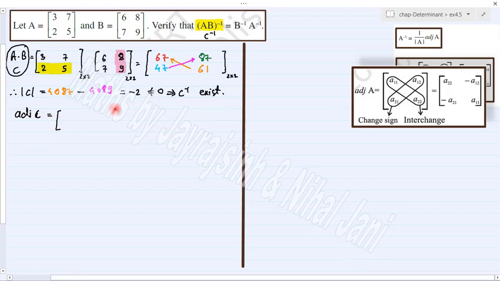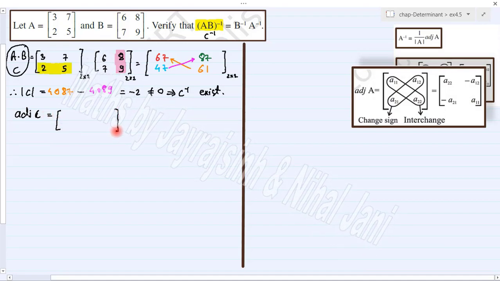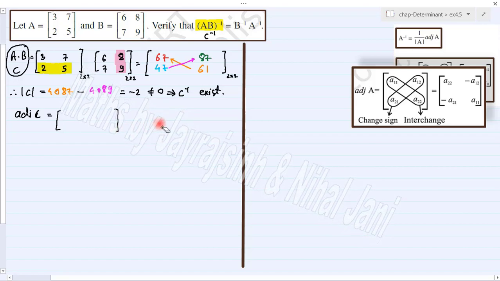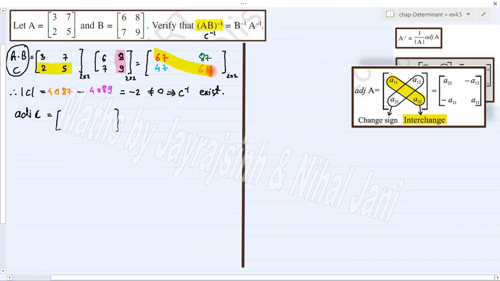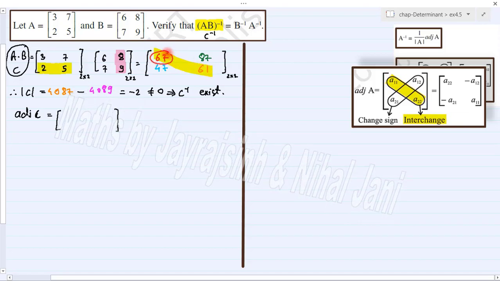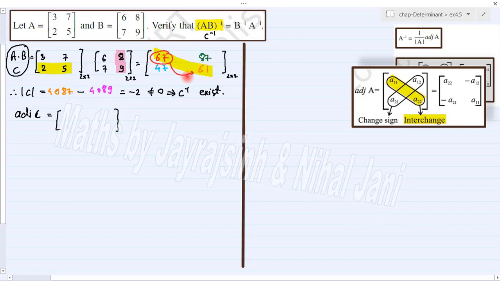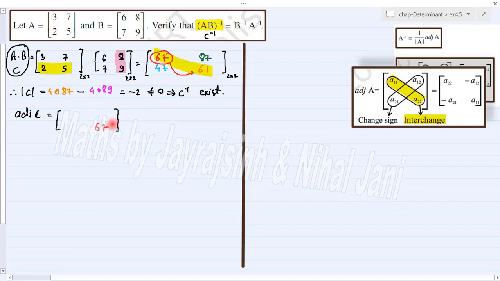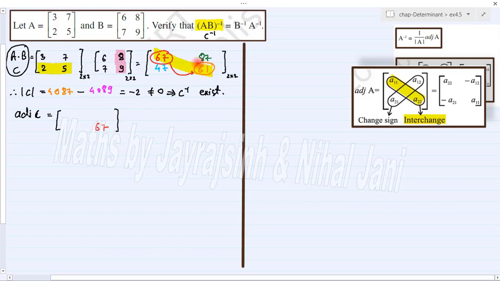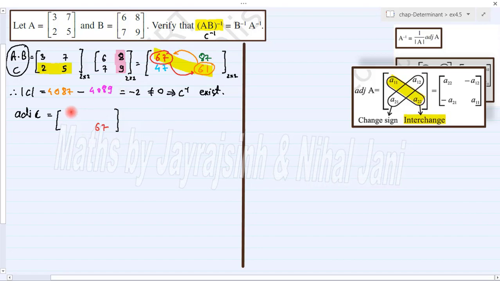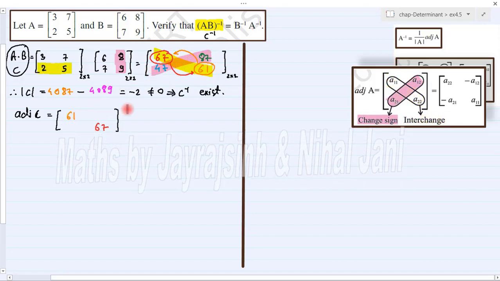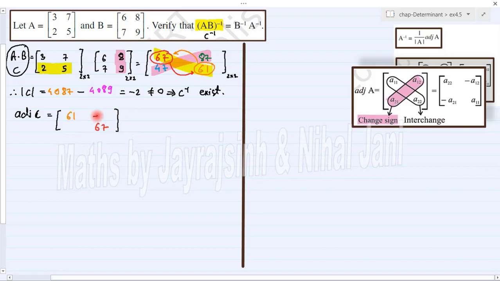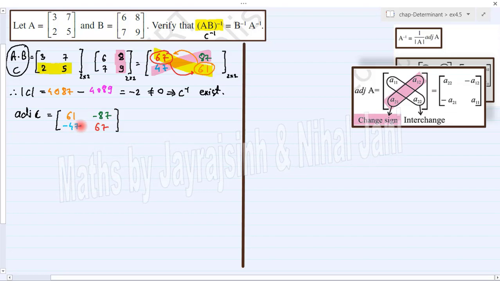C is of order 2 cross 2. So its adjoint can be easily found by interchanging principal diagonal elements. So this 67 will move to A22 and 61 will move to A11, and for the rest of the elements we have to change their sign. So here we'll get minus 87 and minus 47.